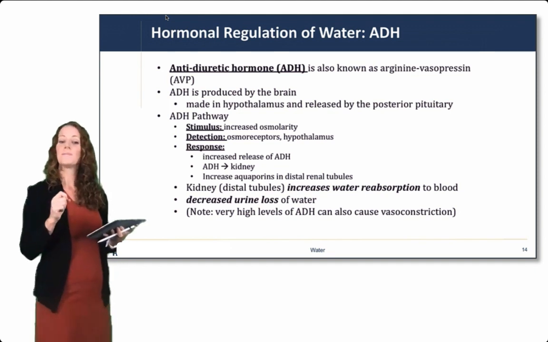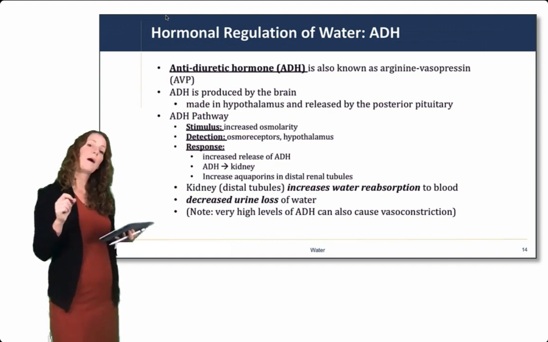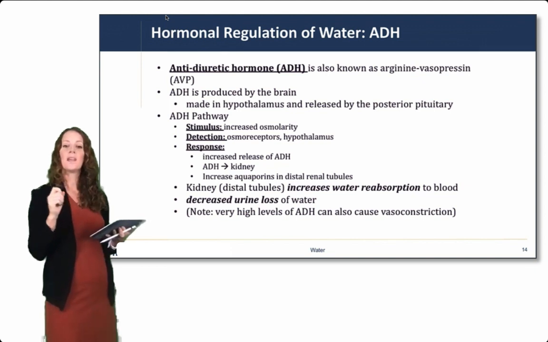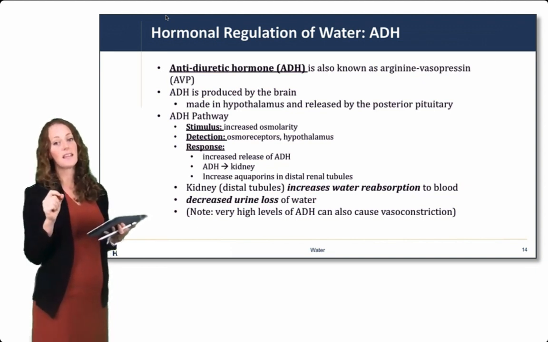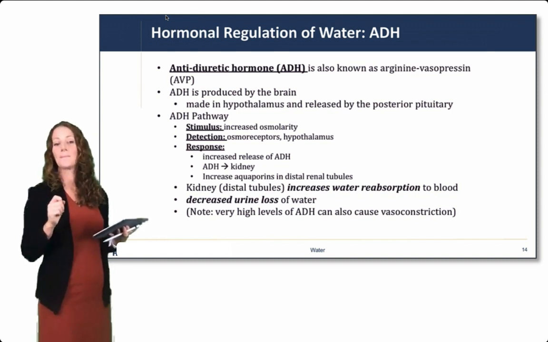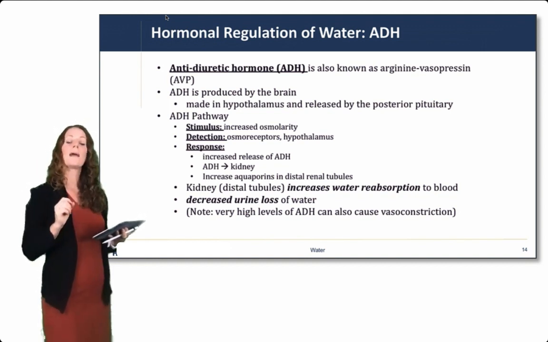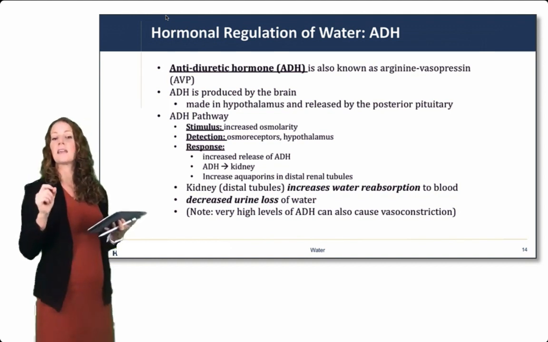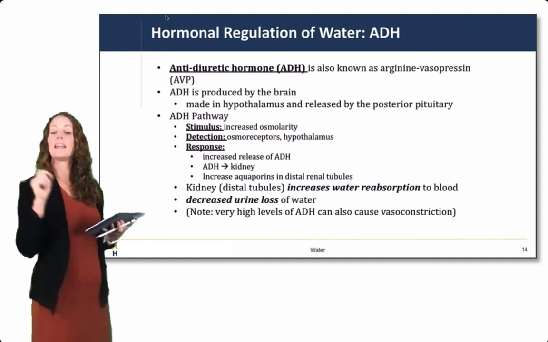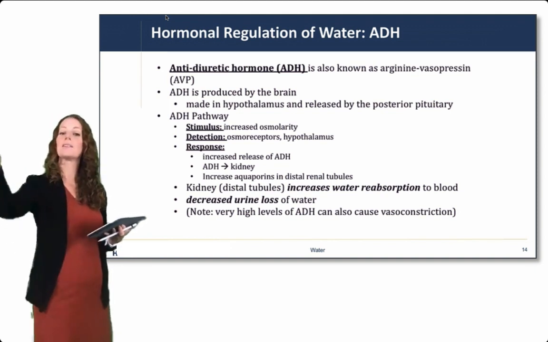How does it do that? It increases aquaporins in a tiny region of the kidney that's responsible for the final portion of fluid balance in urine production. We'll talk more about these regions of the kidney, the distal renal tubules and the collecting duct, when we do the renal unit. What I want you to hold on to right now is that when ADH is produced from the hypothalamus, it goes to the kidney and blocks urine water loss. As it does that, it increases water reabsorption back to the blood, returning water back to the blood.